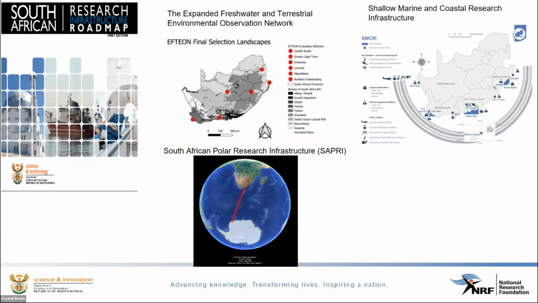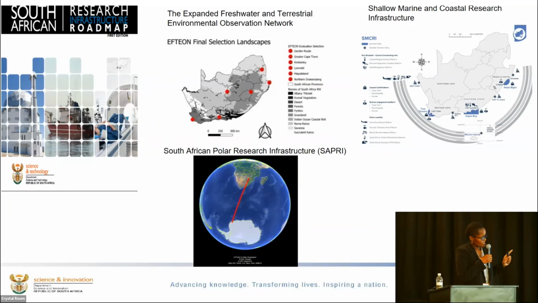So the South African government, through the Science and Innovation Department, is implementing the South African Research Infrastructure Roadmap, the SARIR program. It was launched in 2016. There were 13 research infrastructures that were identified in different disciplines. And for environment, there were 5 that were identified, and SAEON hosts 3 of the 13 in total.